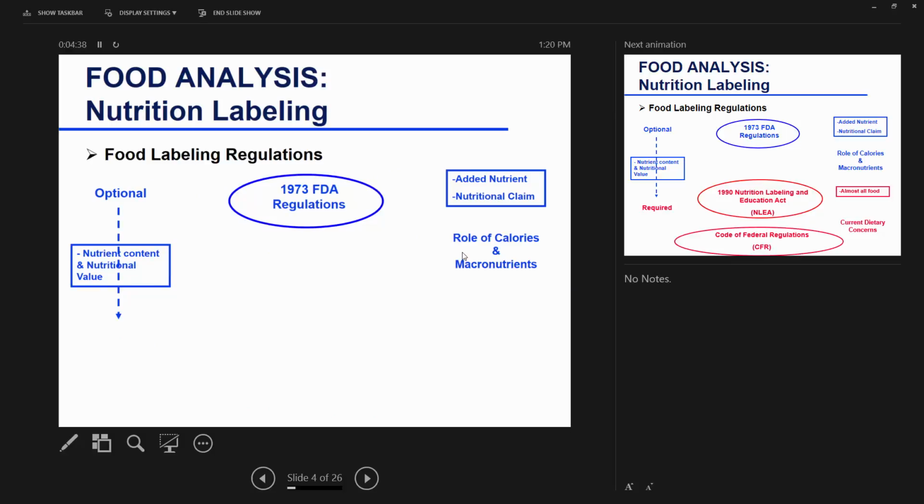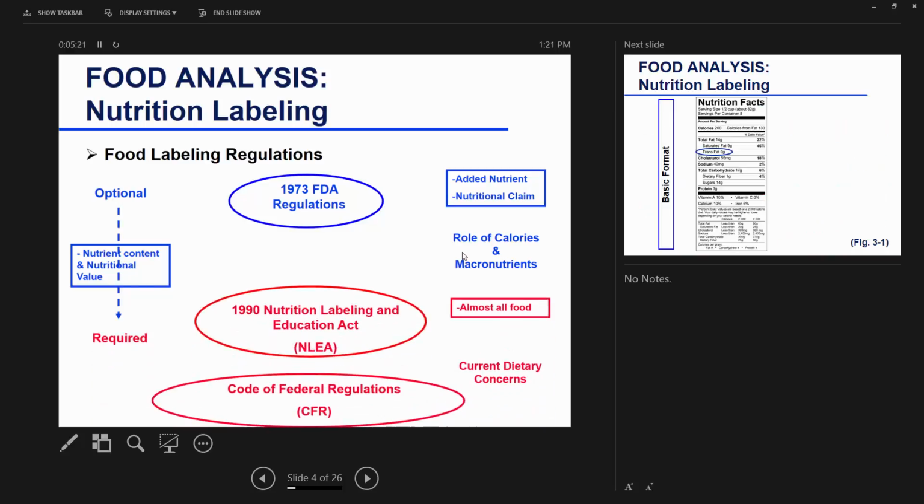Anyway, so I was saying that in 1973, it was optional to include nutrient content and nutritional value. But it was mandatory if you were adding a nutrient, like fortifying, adding, let's say, folic acid, or adding iron back to flour, then you should produce a nutrition label. Back then, the concern was with micronutrient deficiency, so deficiency in vitamins and minerals. That's what drove the 1973 regulation to make it mandatory when you add nutrients, and mostly it was vitamins and minerals.